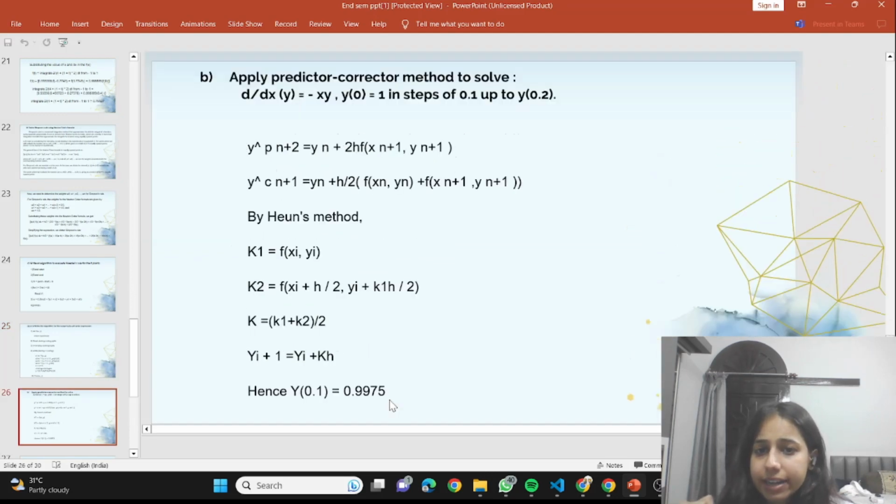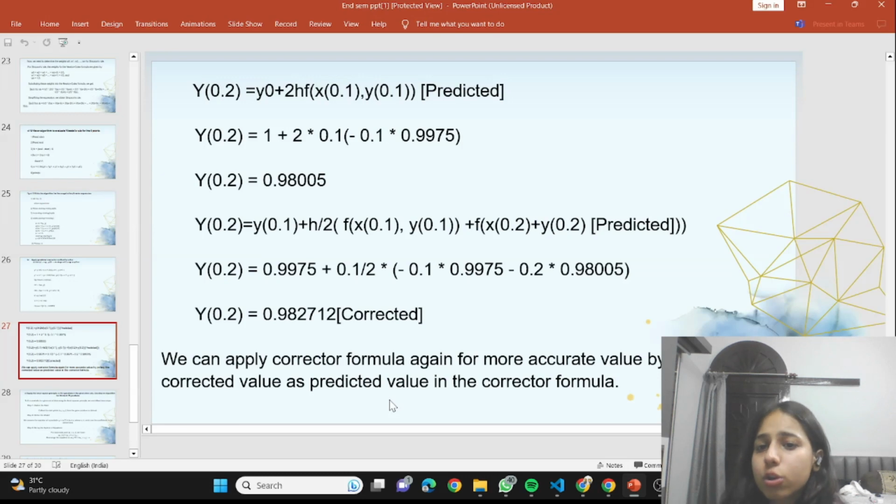Second question is apply predictor corrector method to solve dy by dx equal to minus xy, where y0 is equal to 1 in steps of 0.1 up to y 0.2. y 0.2 equal to y0 plus 2hf of x 0.1 comma y 0.1, predicted. y 0.2 equal to 1 plus 2 into 0.1 into minus 0.1 into 0.9975. y of 0.2 is equal to 0.98005.